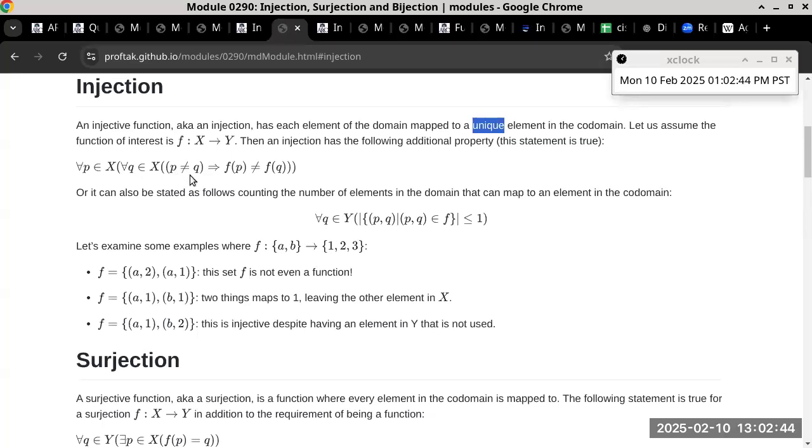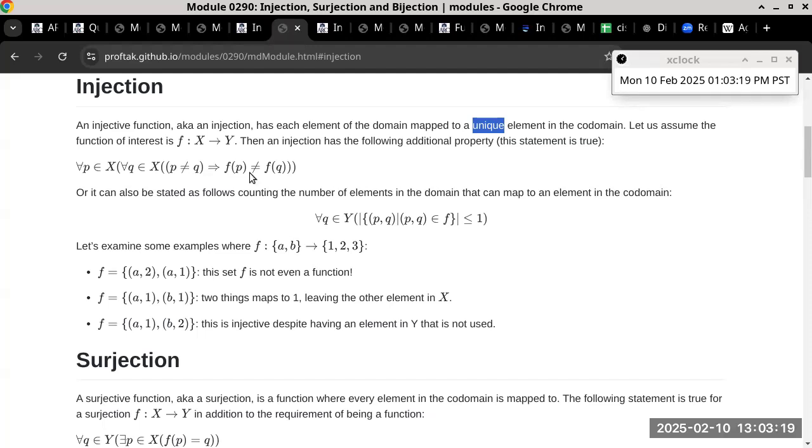But what if P and Q are actually different? Then we have to evaluate the right-hand side. This says if you apply f as a function to P and you apply f as a function to Q, they cannot be the same. And that's how we can define uniqueness of how elements in the domain map to elements in the codomain. Is that okay? Does everybody understand how to interpret the mathematical notation where the mouse pointer is pointing?